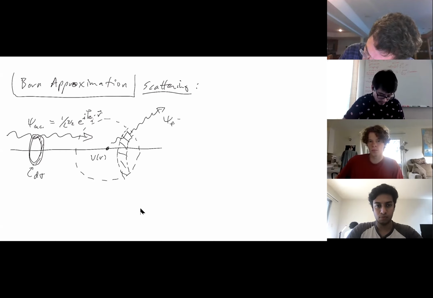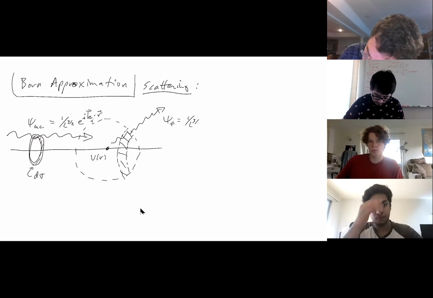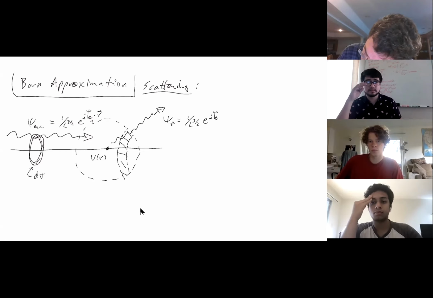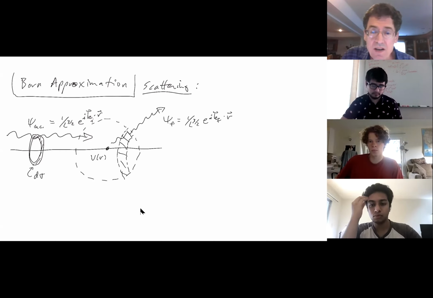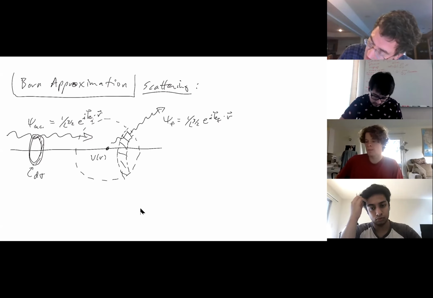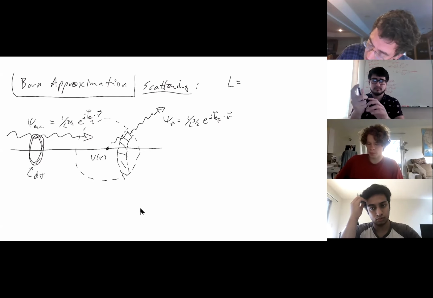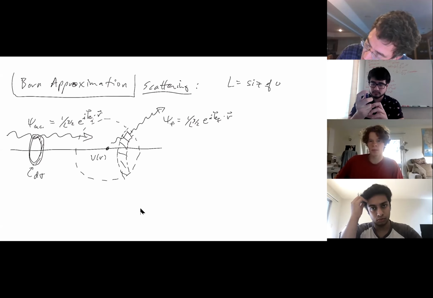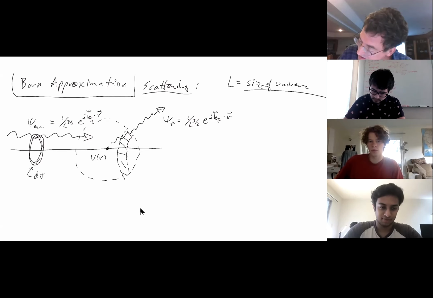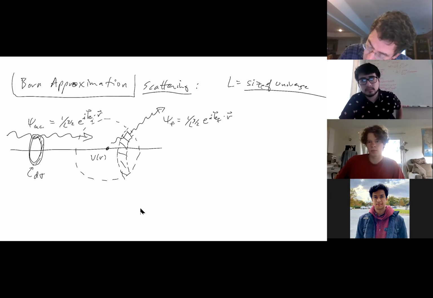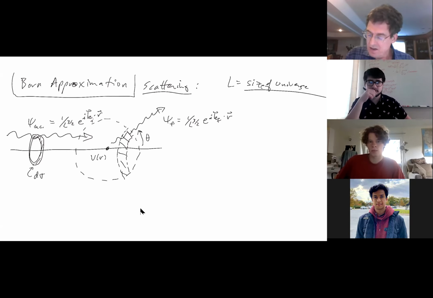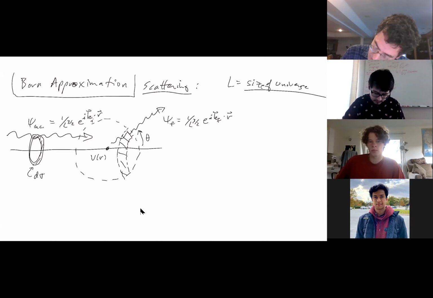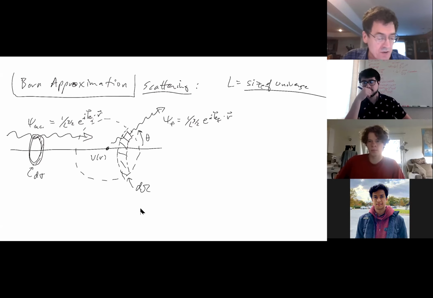Psi final is equal to 1 over L to the 3 halves e to the i k final dot r. All right, and so that's the final state where L is just equal to the size of the universe, just to put everything in a big box. And this angle is my scattering angle, theta. And this is d sigma, the solid angle that I'm scattering into.